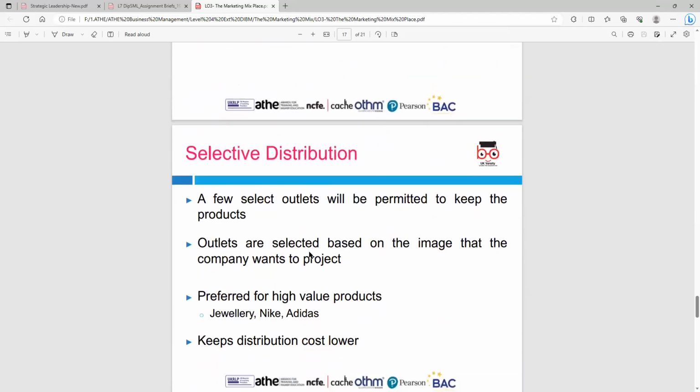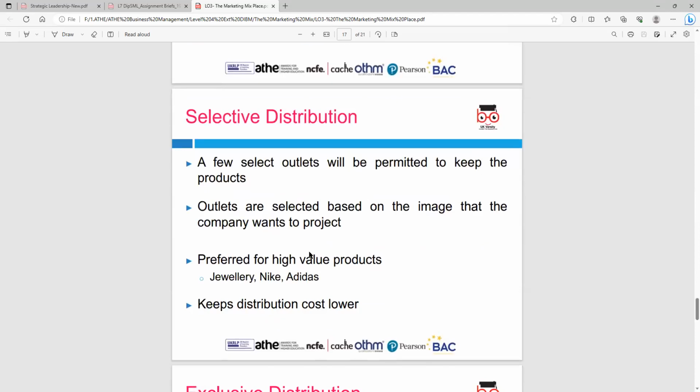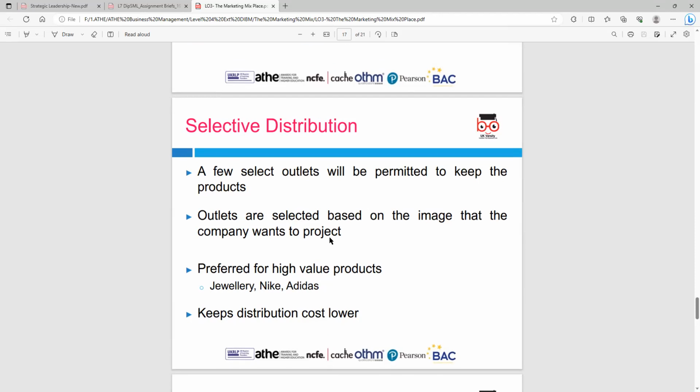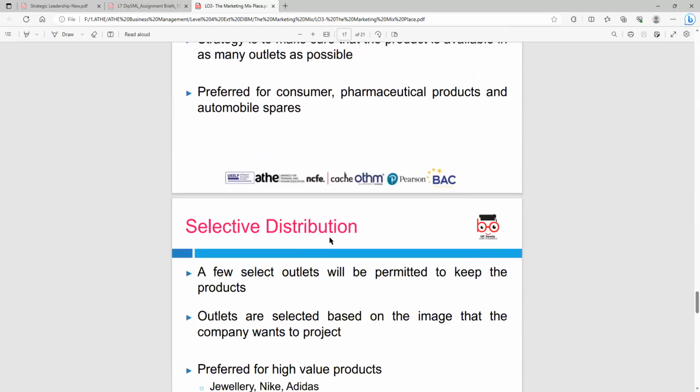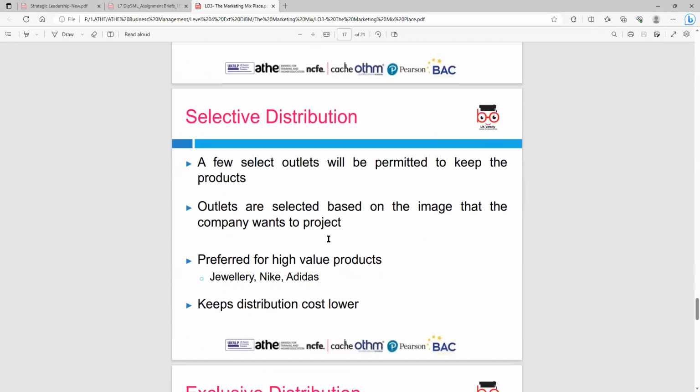Okay. And selective distribution is when producers select a few outlets to keep the products. Like yourself, maybe, your ghee, for example, doesn't have to use intensive distribution. You use selective distribution only because, even though the products run out, people can still wait, but for medicine, people can't wait, okay, and so on.